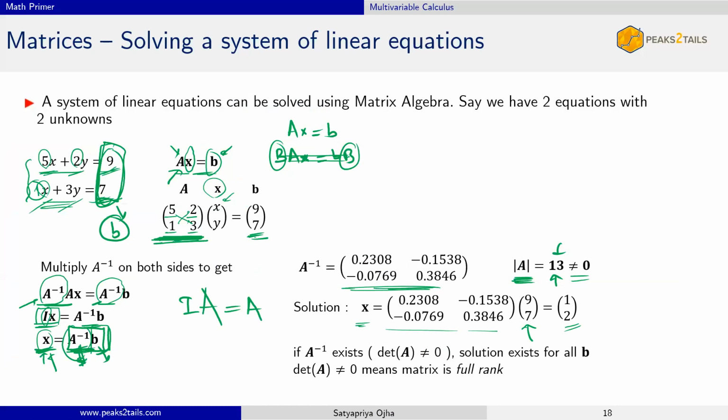And please remember, A has to be a square matrix. Because to solve two unknowns, you need two equations, and that will become a square matrix, 2 by 2. If there are three unknowns, you need three equations. It will be a 3 by 3 matrix, right? To be invertible, the first condition is it has to be a square matrix. Otherwise, you cannot solve them. Okay. So if A inverse exists, a solution exists for all B. Determinant of A not equal to 0 means the matrix is full rank. Clear, guys?